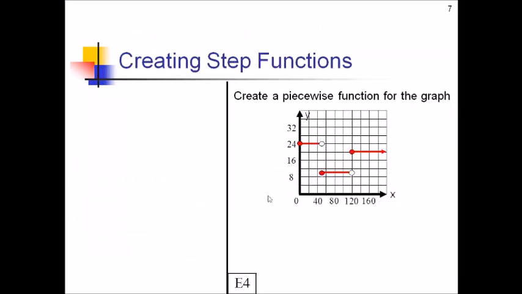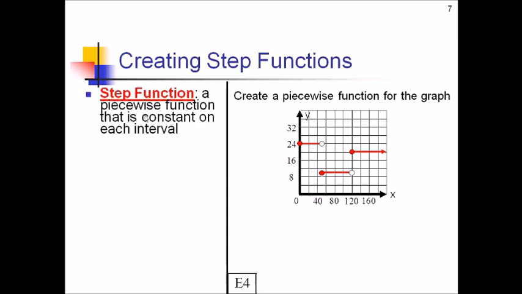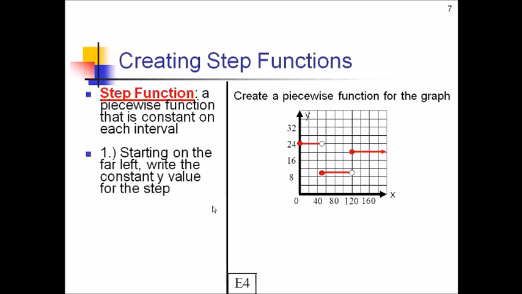For this next problem, we're going to take a look at a step function. A step function is just a piecewise function where you have constants on each interval. So for this one, we're actually going to create a piecewise function to describe the graph. To start this process, we're going to start on the far left and write the constant y value for each of the steps. So we'll just do one step at a time here. So I write out my little piecewise function setup. I've got 3 intervals, so I'm going to need 3 rules to describe those.